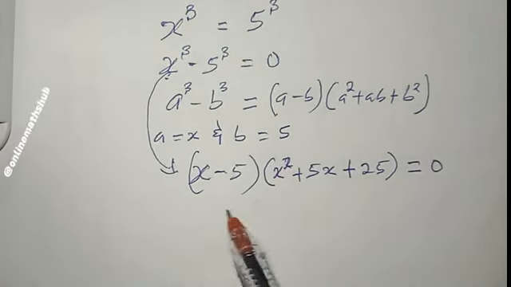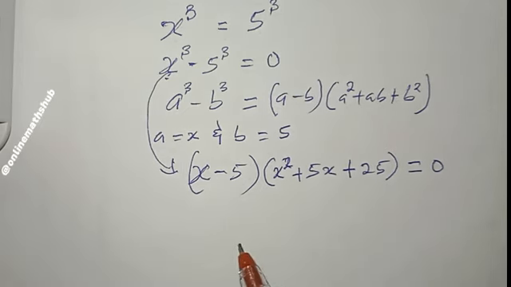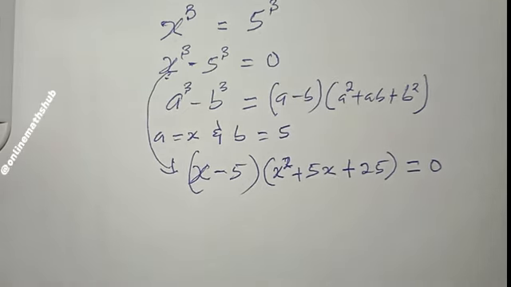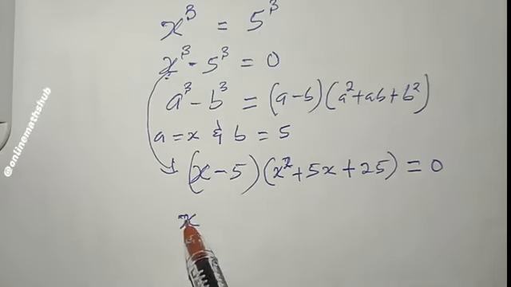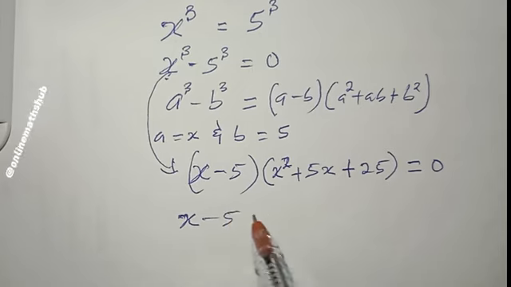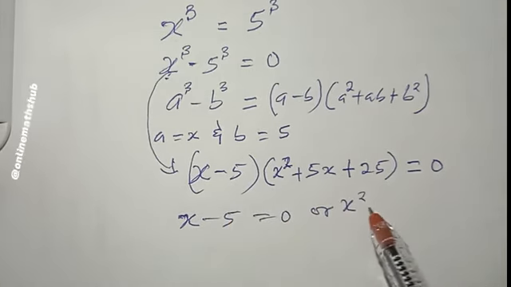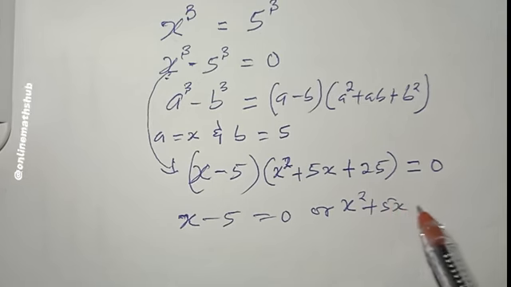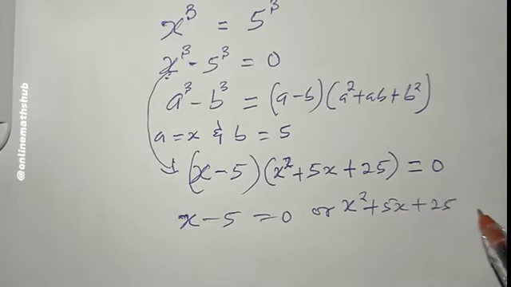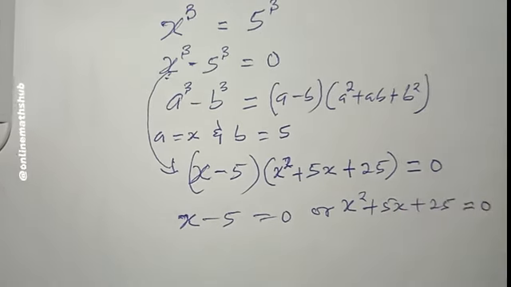Then moving on, what we're going to be utilizing at this point is the zero product rule, which basically says that when the product of two terms is equal to 0, either one of the terms is equal to 0 or both of the terms are equal to 0. So in this case, this implies that x minus 5 is equal to 0, or x squared plus 5x plus 25 is equal to 0.